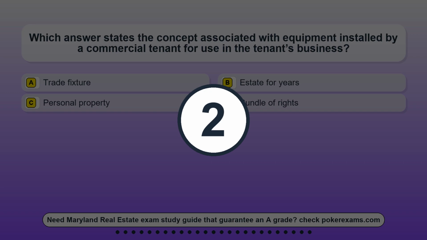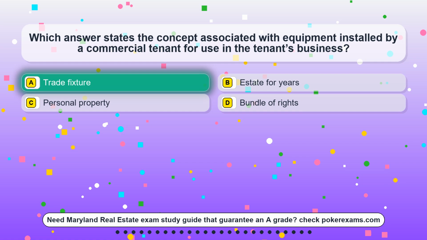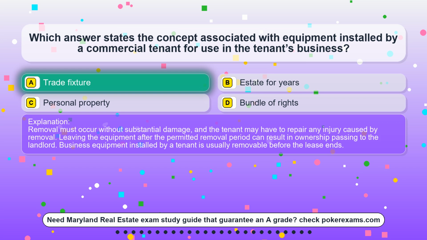The correct answer is option A, trade fixture. Removal must occur without substantial damage, and the tenant may have to repair any injury caused by removal. Leaving the equipment after the permitted removal period can result in ownership passing to the landlord. Business equipment installed by a tenant is usually removable before the lease ends.